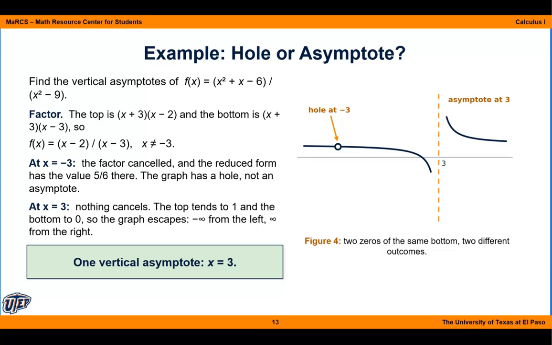At −3, the canceled factor creates a removable hole. The limit there is 5/6, so the graph approaches the point with a height of 5/6.